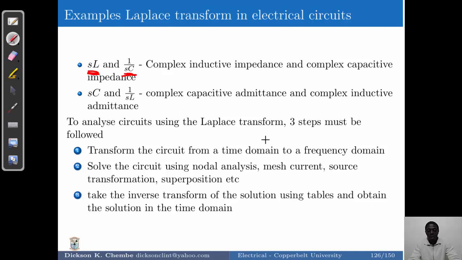Now, to analyze a circuit, like I mentioned, there are 3 steps that you have to follow. First, you transform the circuit from a time domain circuit to a frequency domain circuit. Secondly, you solve the circuit using any preferred method. You can use node analysis, mesh analysis, source transformation, superposition, and so on. And then lastly, you can take the inverse transform of the solution using tables and obtain the solution in the time domain. And that is how it is done.